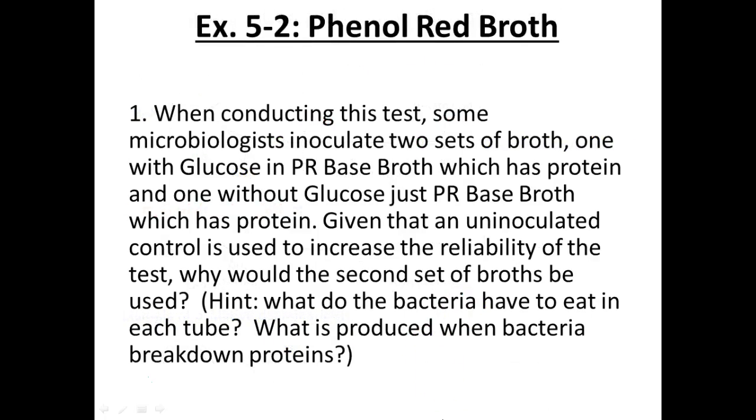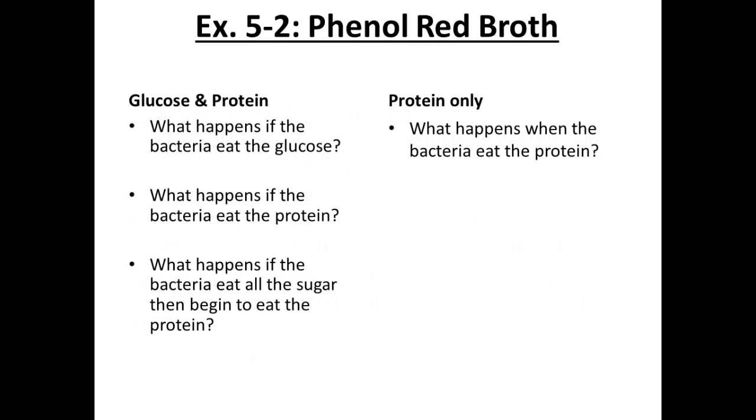So when scientists conduct this test, sometimes they will use a base broth and a broth containing the sugar. The base broth just has protein in it. What you guys utilized has glucose and protein in it, a sugar and a protein. So what happens if they eat the glucose? They ferment it, right? So what are we going to see? Acid production. How do we know that acid was produced? The tube is what color? Yellow. And we know that that's an acidic pH, a low pH.